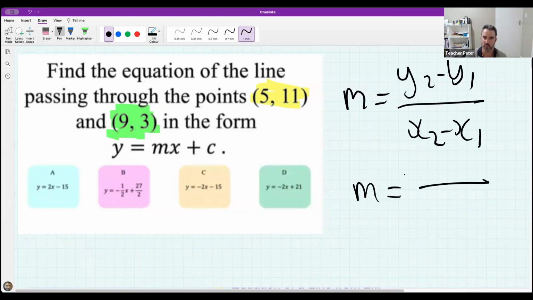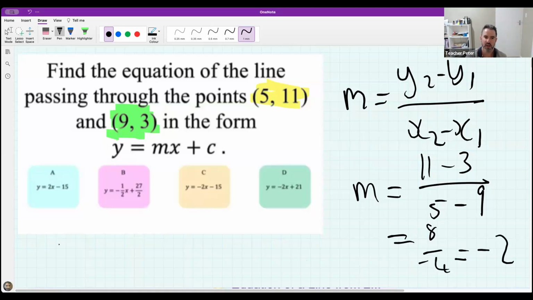So let's have a look. We go 11 minus 3 over 5 minus 9, which would be 8 over what? 8 over minus 4, which is minus 2. Okay, now we have a choice.